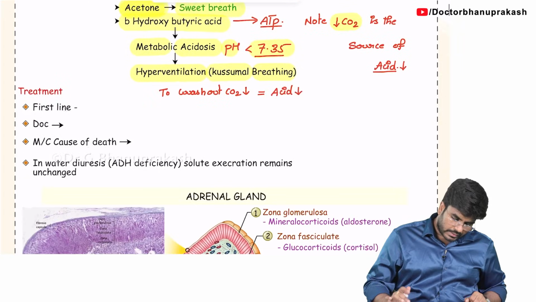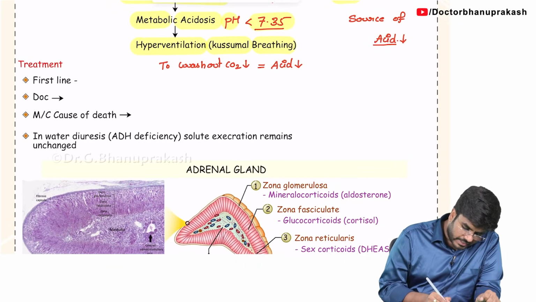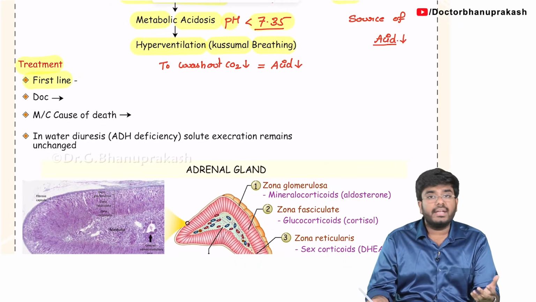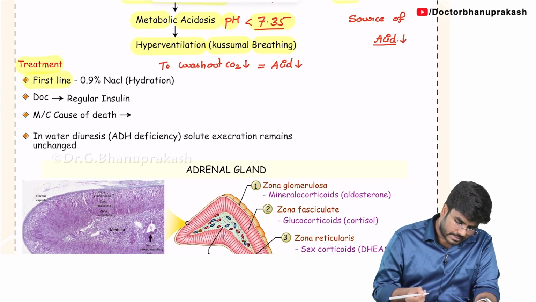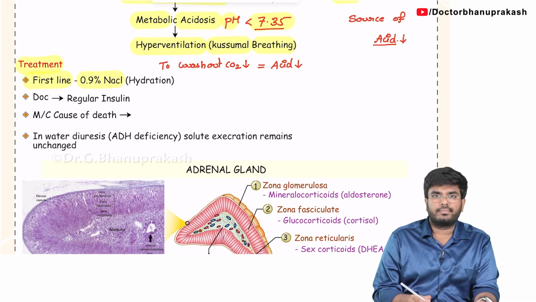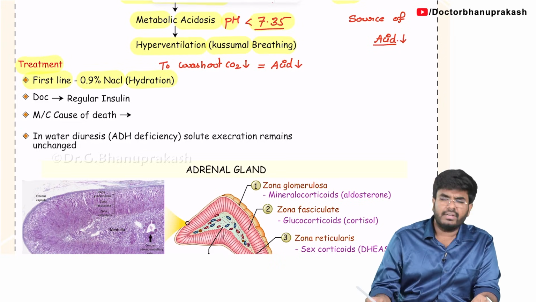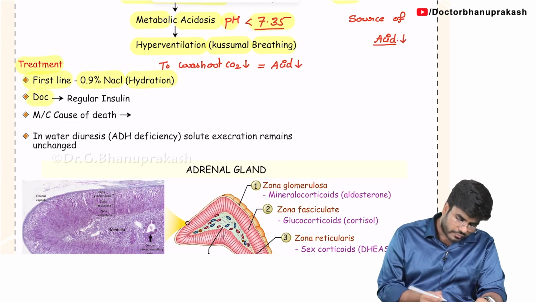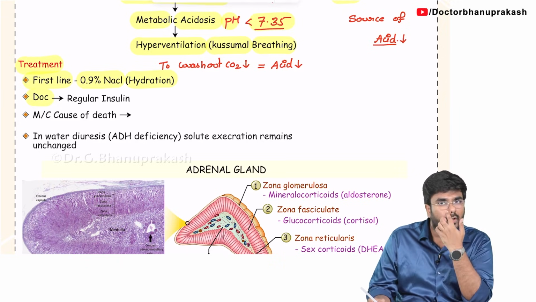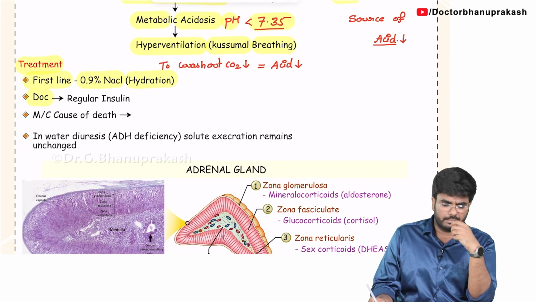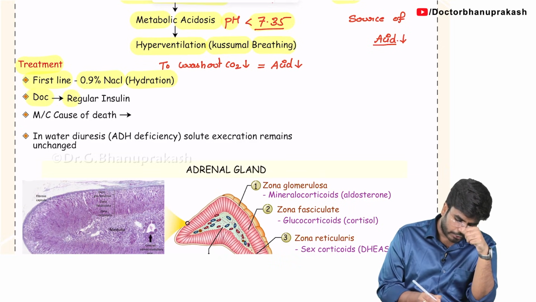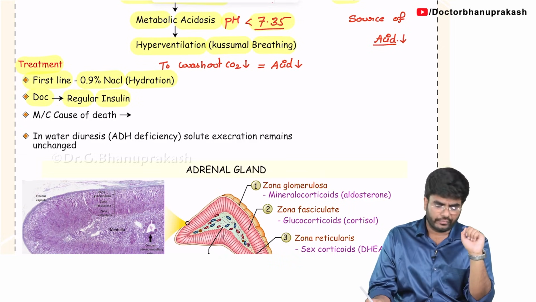So, now the treatment is very important. What is the first line treatment? What are you going to do? Severe dehydration. So, the first line treatment is saline infusion. Okay, 0.9% sodium chloride, isotonic saline. It will help in hydration. And what is the drug of choice? The whole problem is because of no insulin, right? Insulin is not there, that's causing the problem. So the drug of choice is regular insulin. Regular insulin we have to give.